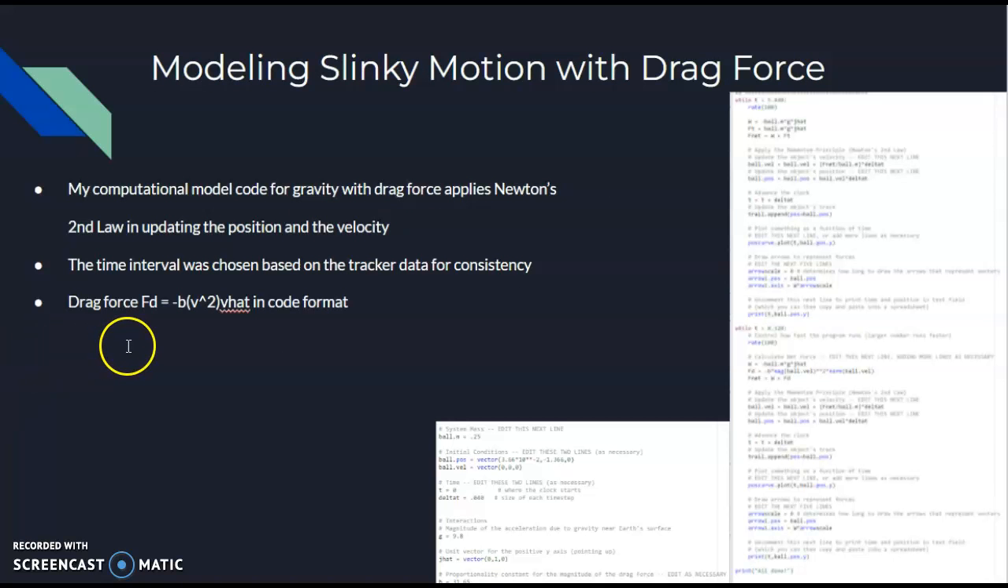So, modeling slinky motion with drag force. My computational model code for gravity with drag force applies Newton's second law in updating the position and the velocity. So these are code implementations of the formulas for velocity update and position update on the previous slide. They're right here: ball dot velocity is the velocity update, and this is the position update.